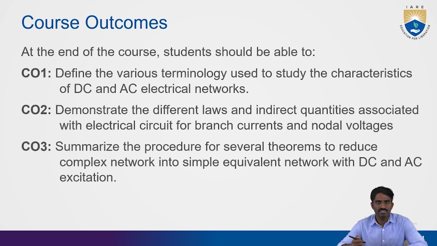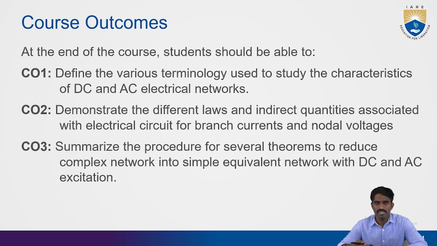So first, let us come one by one. The first course outcome, CO1, CO2, like that there are usually 5 to 6 COs based on the content present in the syllabus. According to this syllabus, we have framed 6 COs. The first CO is to define the various terminologies used to study the characteristics of DC and AC electrical networks, right? Which means at the end of the course, the student should be able to define the various terminologies used to study the characteristics, meaning the behavior.